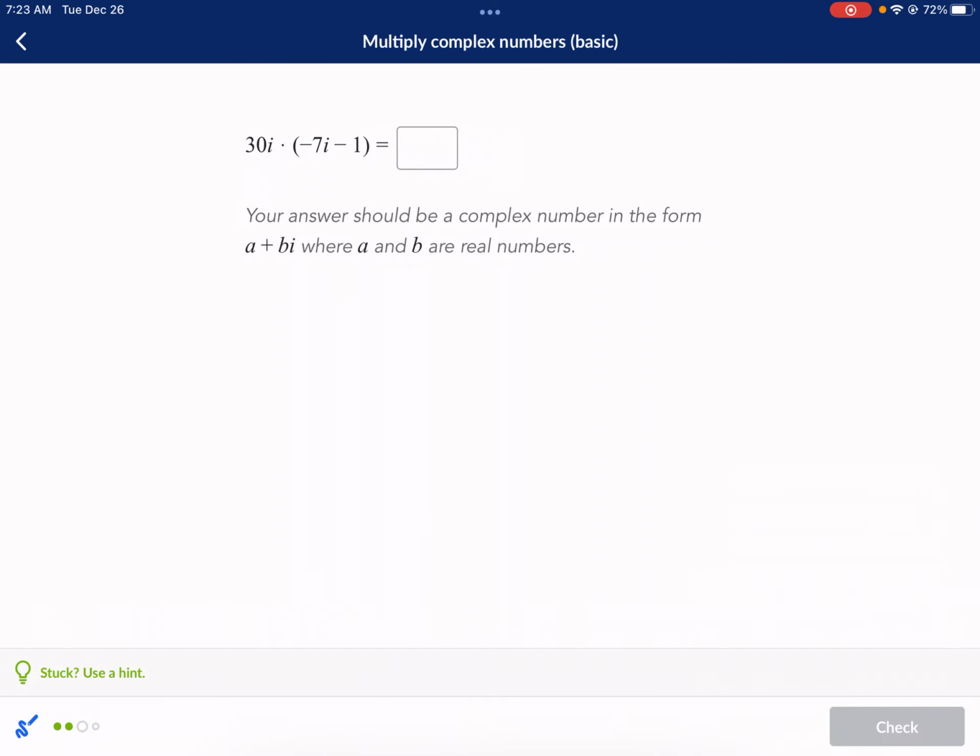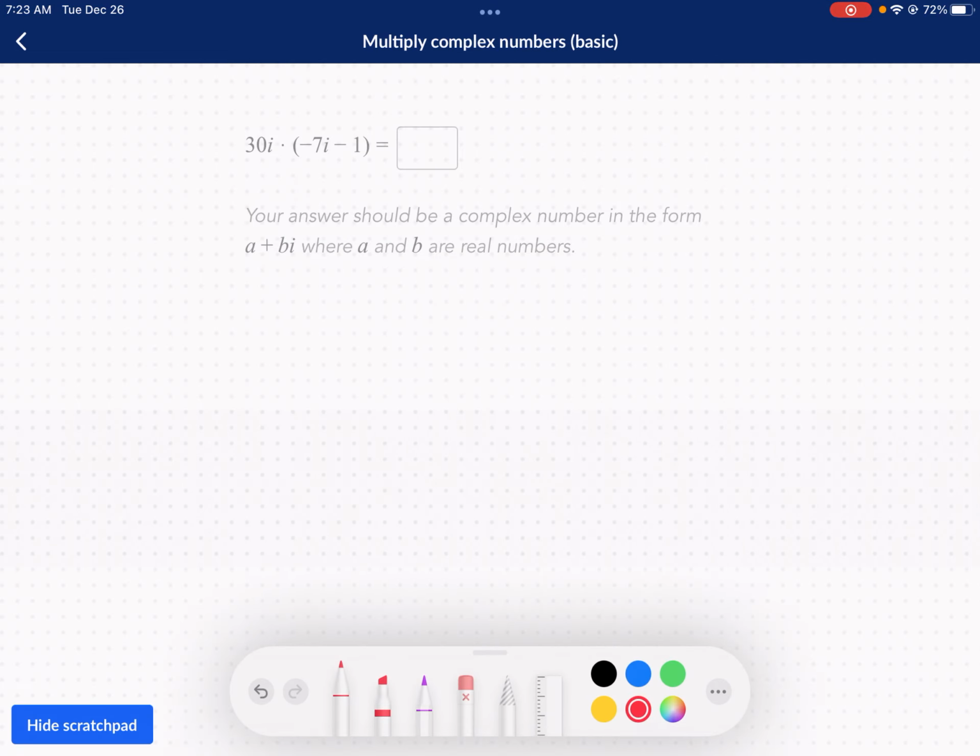All right, next question. Okay, this one has an i that we're multiplying here and an i inside, so just be careful. I'm just taking note of that. So I'm going to distribute here, and then what I'm going to do is the 30 times the negative 7. That gives me negative 210 i squared. I'm not doing anything with that i squared yet. I just wanted to write it out first. Then I have a minus 1 times 30i. That gives me minus 30i.